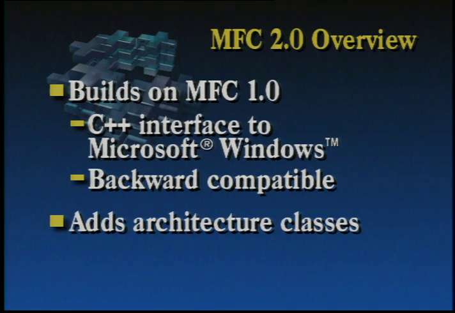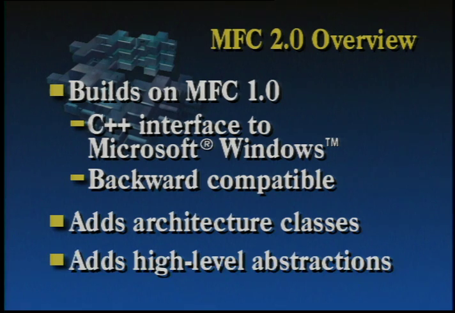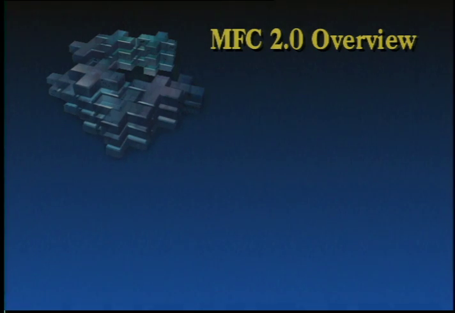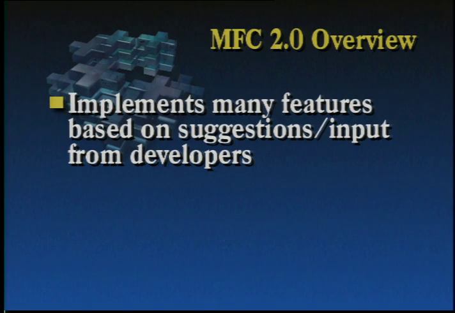We added architecture classes to build more of an application framework. I'll talk a little bit about that later. We added lots of high-level abstractions, components that you can incorporate into your application, to get lots of functionality for very little effort. Of course, part of our second version is to listen to what our customers thought about our first version, and we do this continually. We listen to our customers, and we get requests for new features.